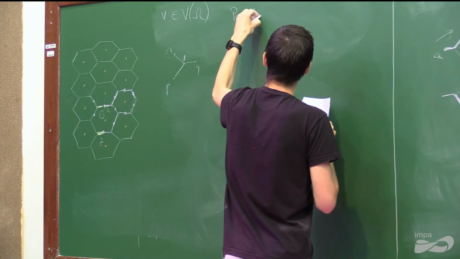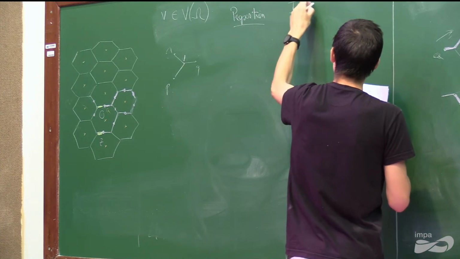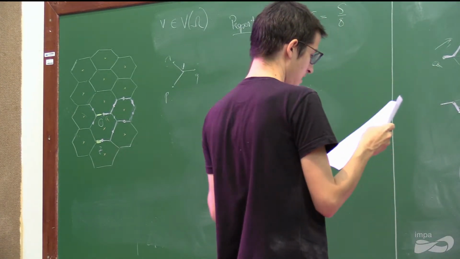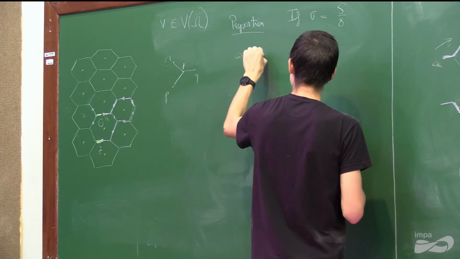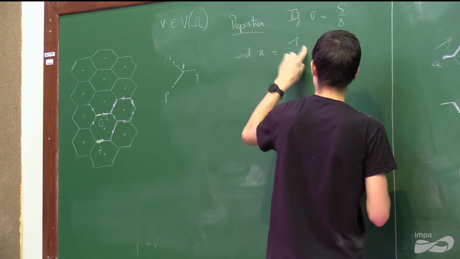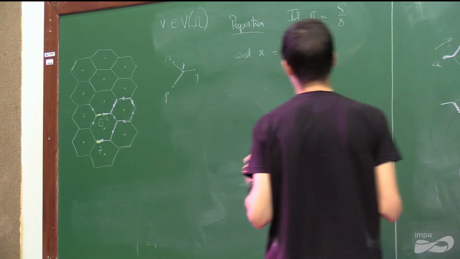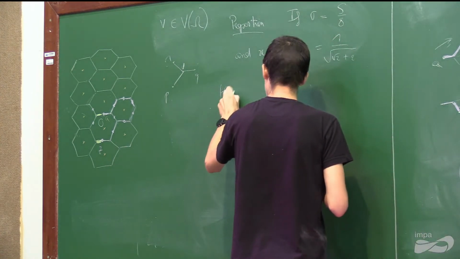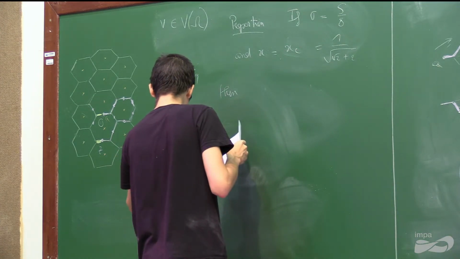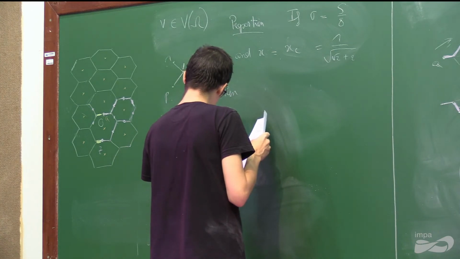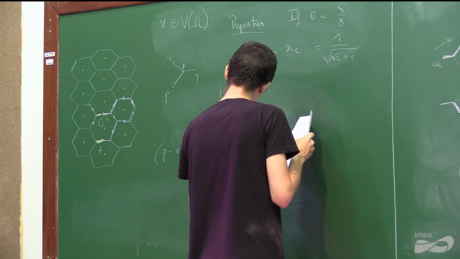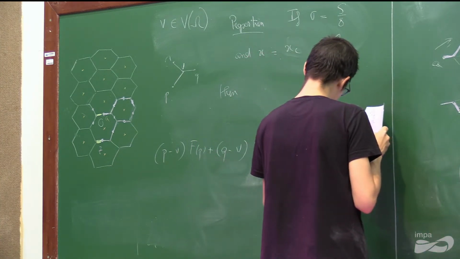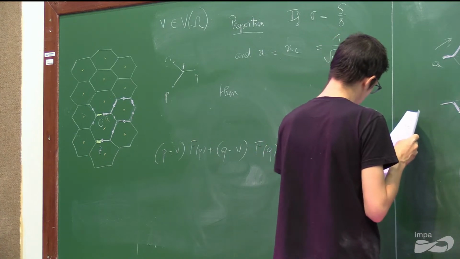And what I claim is the following proposition. If sigma is equal to 5/8 and x is equal to xc, then what I have is that (P minus V) times F of P, plus (Q minus V) times F of Q, plus (R minus V) times F of R is equal to 0.